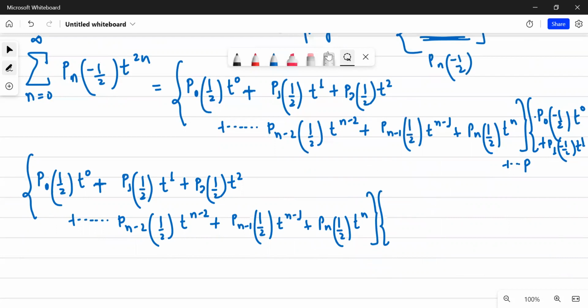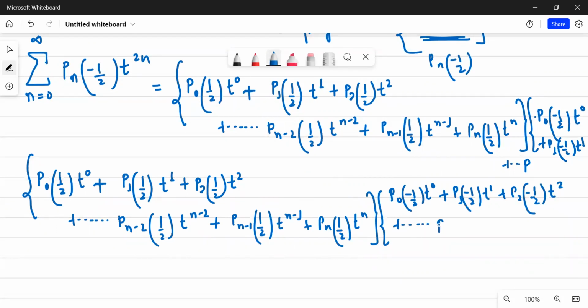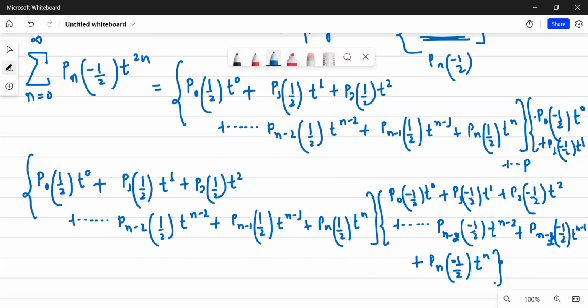So what will happen is, ये देखो, सो अब यहाँ से थोड़ा ध्यान देखना, तो ये हो जाएगा P0 minus half and you have t raised to power 0, you have P1 minus half t raised to power 1, you have P2 minus half t square, and then you can write P n minus 2 minus half, and then t की power n minus 2, then you have P n minus 1 minus half, and then you have Pn minus half, and then you have tn. Is that clear? यहाँ तक समझ में आया, ऊपर से चला गया?